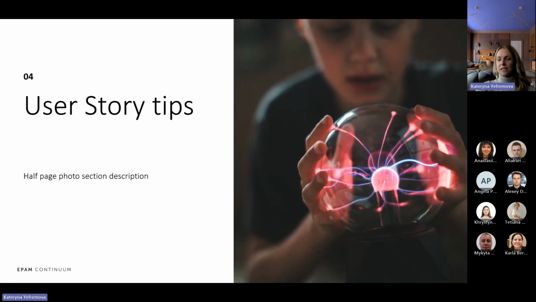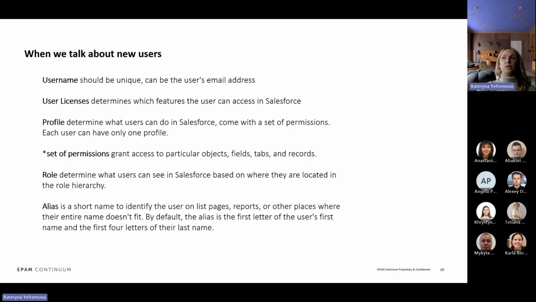Okay, and let's maybe highlight the user story tips, because first of all we are here to satisfy our clients and provide them a really nice backlog. So when we're talking about new users, don't forget to ask about the username, user license, check the user license, check the profile and set the permissions if needed. Check the role and alias if it's also needed.